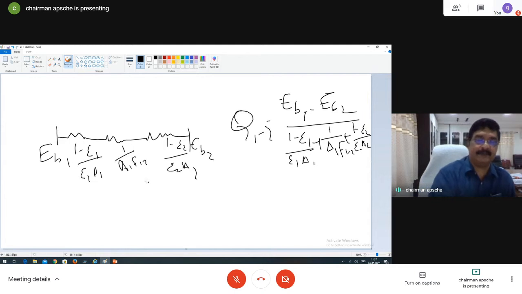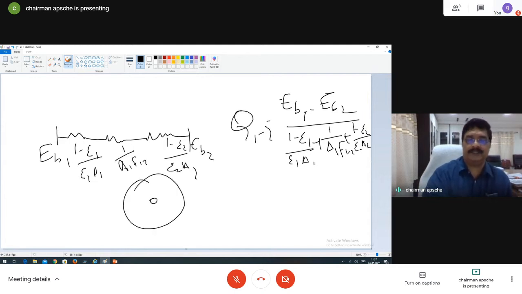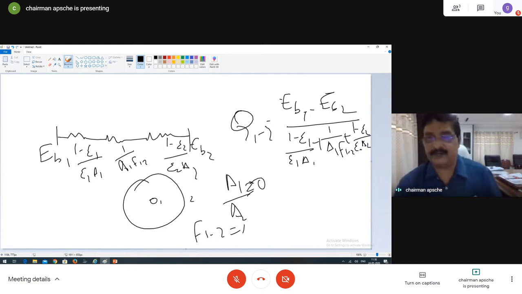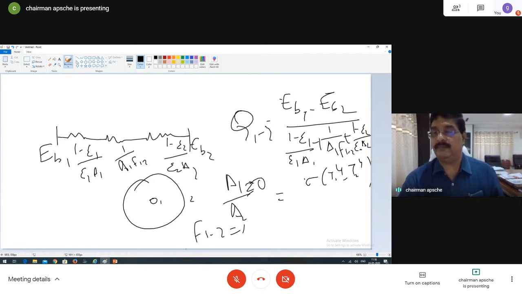Now what conditions did we say? A small object in a large enclosure, this is 1, this is 2, and therefore A1 is too small as compared to A2, so A1 by A2 is equal to 0. F1 to 2 is equal to 1. Anything that comes out of 1 shall be intercepted by 2. When I substitute that, this becomes EB1 minus EB2, that is sigma T1 power 4 minus T2 power 4, divided by 1 minus epsilon 1 divided by epsilon 1 A1.